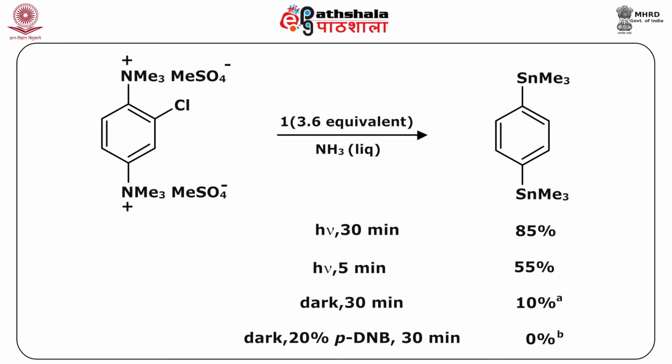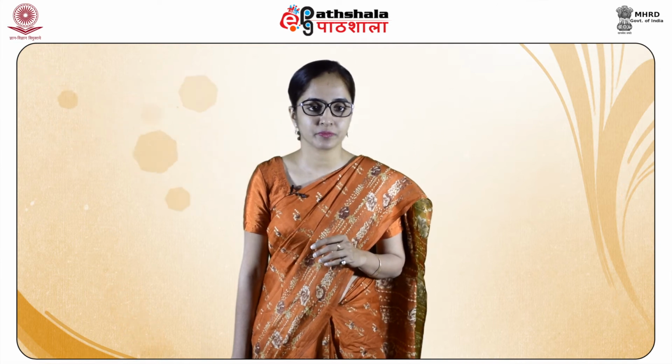However, students, look at how much the yield decreases when the reaction is done in dark. Even for 30 minutes, the yield is only a meager 10%. Now, if the reaction is done in dark along with the quencher of the radical anions, which is PDNB 20%, again for the same duration, that is 30 minutes, the yield is 0%. Now you can say clearly that the mechanism involved in this particular reaction is the SRN1 chain reaction.